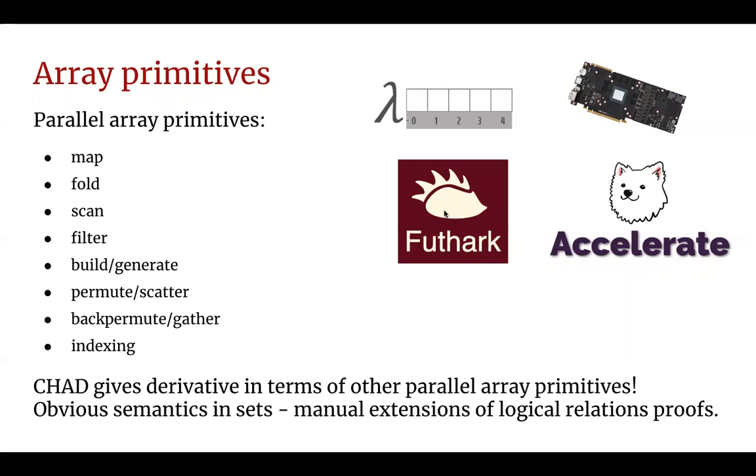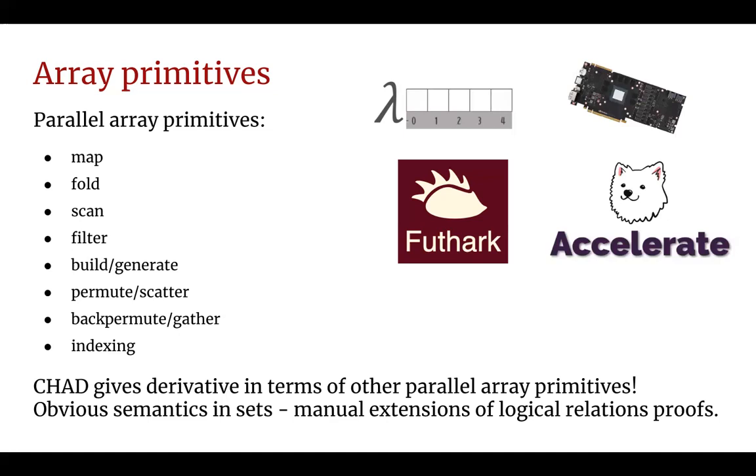But these are languages that have primitives for parallel array operations, like maps and folds and scans and that sort of thing. And so we've been looking, in particular, Tom Smeding has been looking at how to apply this sort of homomorphic differentiation, this CHAD idea, to these parallel array primitives. And he's shown that you can actually differentiate a lot of these parallel primitives and express their derivatives in terms of other parallel primitives. So we get a sort of parallelism preserving derivative in most cases, at least the cases we've checked so far. And then you can extend the logical relations proof to apply to these cases.